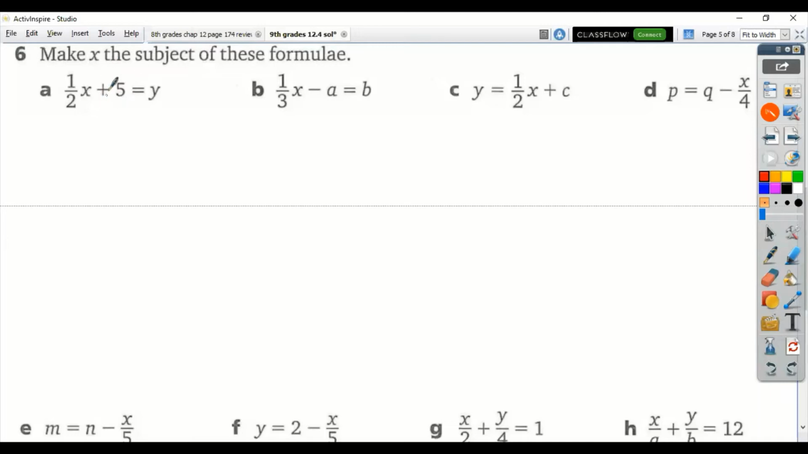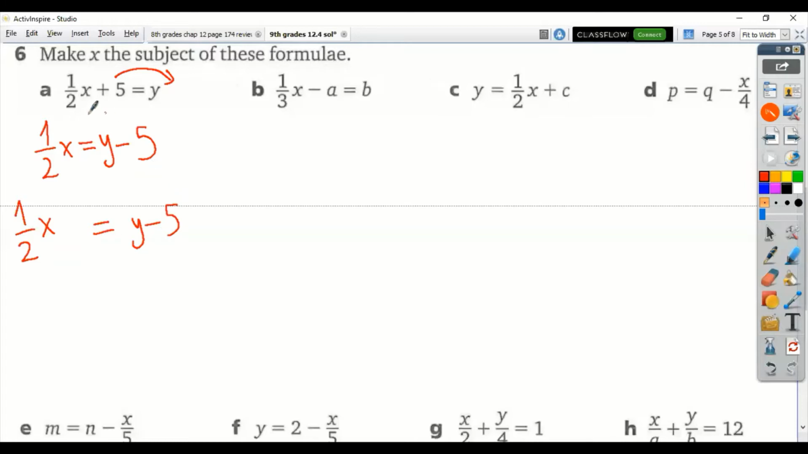This is the final operation, so plus 5 on the other side becomes minus 5. So 1 over 2 x equals y minus 5. Multiplying a number by 1/2 actually means dividing by 2. Multiplying by 2 means multiplying by 2, but multiplying by 1/2 means dividing by 2. So the inverse operation of dividing by 2 is multiplying by 2. So, let me rewrite this expression. 1 over 2 x equals y minus 5.